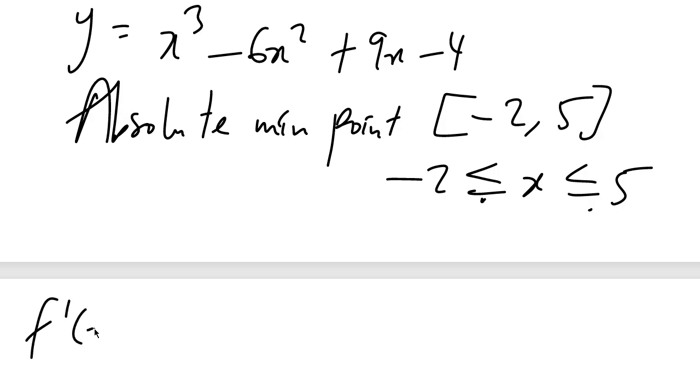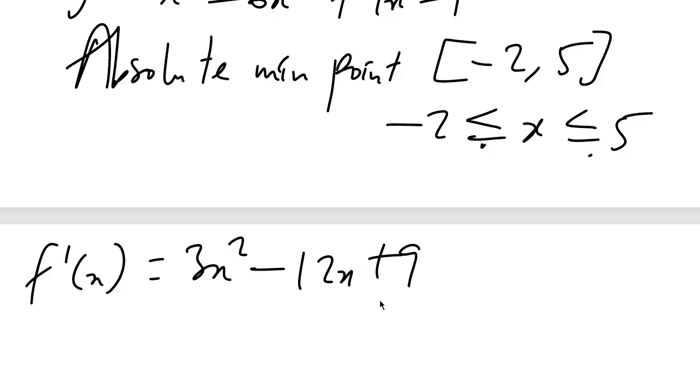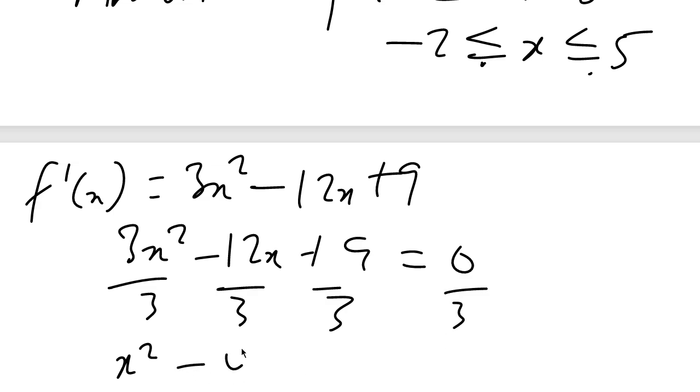So if you get the first derivative of the function, if you differentiate x cubed, it's going to give you 3x squared, then negative 12x, because 2 comes down to become negative 6 times 2, and then plus 9. Do you agree? The derivative of a constant, which is negative 4, is 0. So you equate this first derivative to 0. You can see that 3 is a factor, so dividing through by 3 is going to be what? x squared minus 4x plus 3 equal to 0.